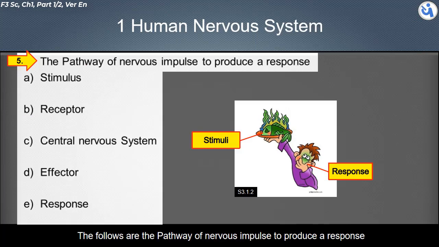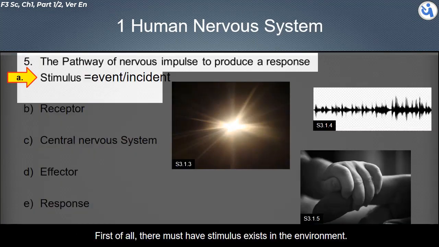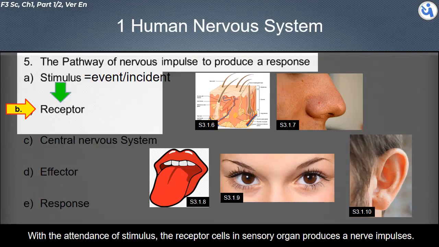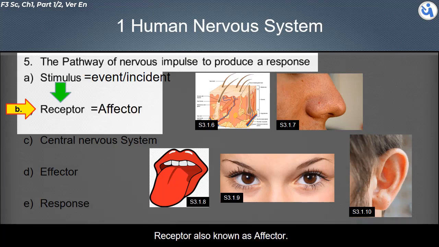The following is the pathway of nerve impulses to produce a response. First of all, there must be a stimulus existing in the environment, for example, high temperature, sound, light, and pressure. With the presence of the stimulus, the receptor cells in the sensory organ produce nerve impulses. Receptor is also known as effector.